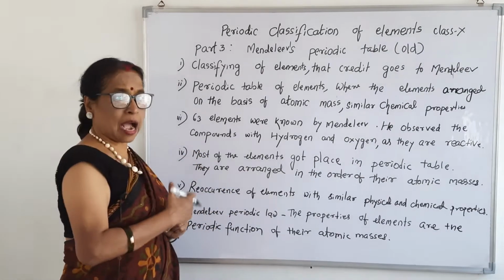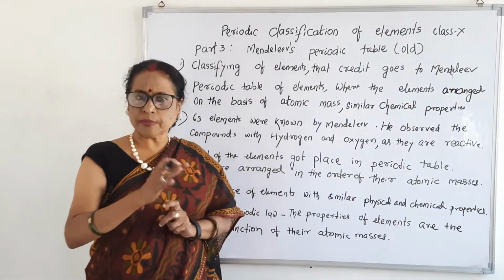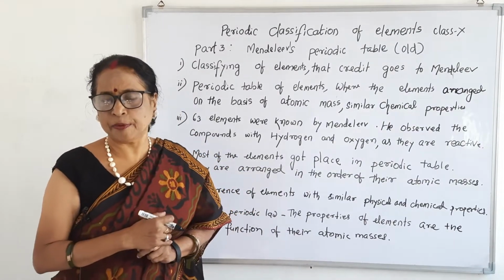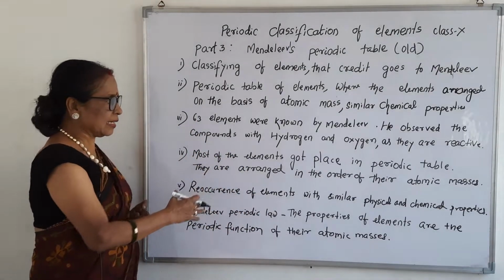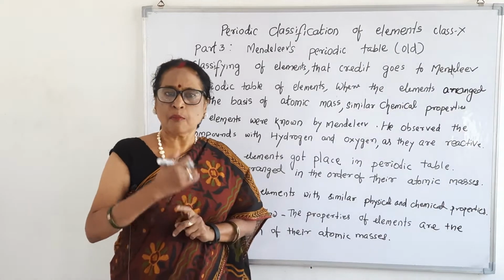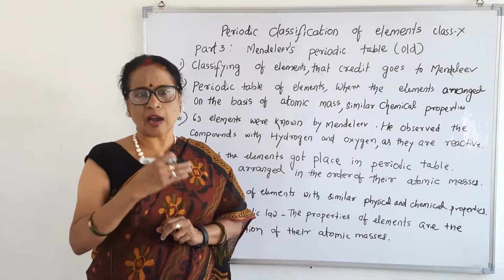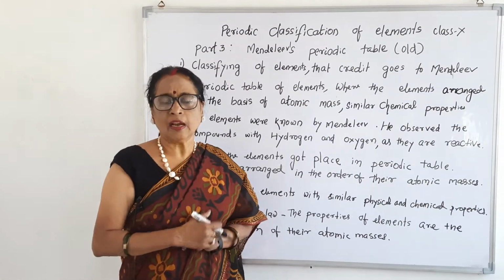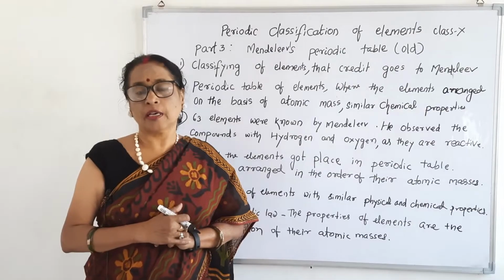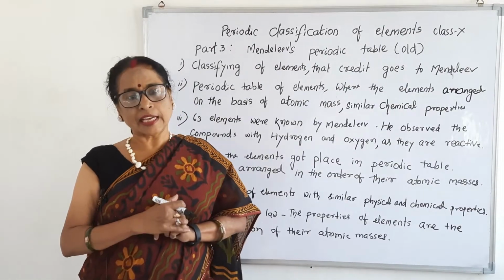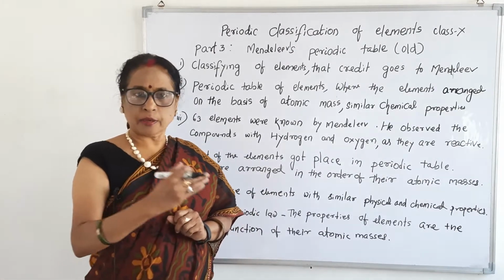After that, he observed that out of the 63 elements, most of the elements got a place in the periodic table. That means they are arranged in the order of their atomic mass. Most of the 63 discovered elements got a place in the periodic table, arranged according to atomic mass. That means he succeeded in arranging the elements according to their atomic mass.